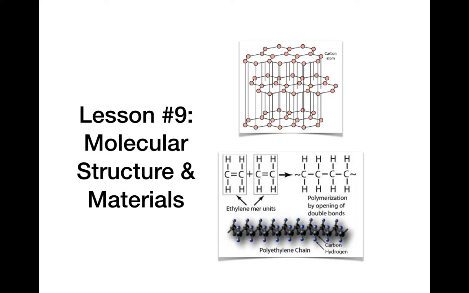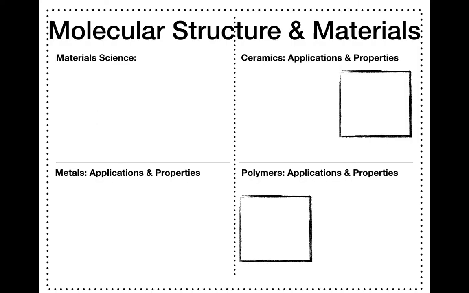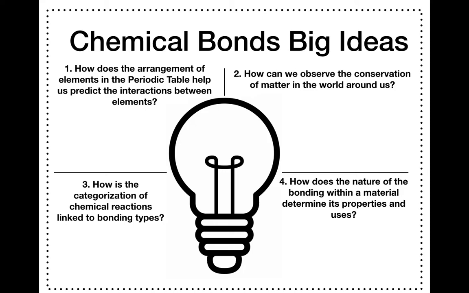So we're talking about molecular structure and materials today. Here's your template, molecular structure and materials, the lesson title. We have a section on material science, what that is, the applications, and the properties of metals, ceramics, and polymers. We're only doing 3 examples. We're connecting them to what we've learned already so far in this unit. So take a minute, pause the video, and draw your template. Your last template for the year. Crazy. And that will lead us to big idea number 4.